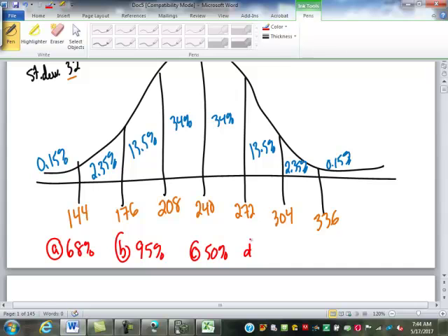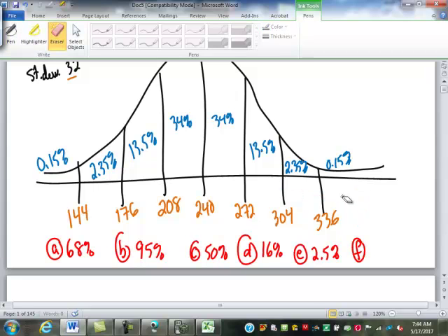D, what percent is less than 208? So here's 208, less than is this direction. What percent would those be? If I add those 3% up, I get 16%. E, more than 304. Well, here's 304 here. We add up going that way, more than. That comes out to what? 2.5%.